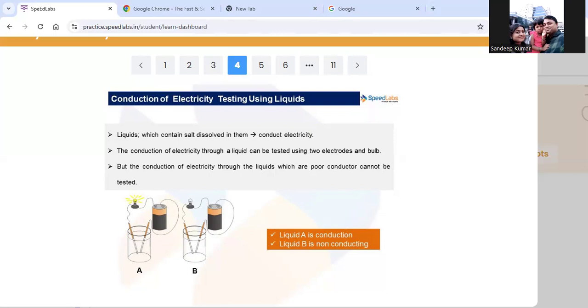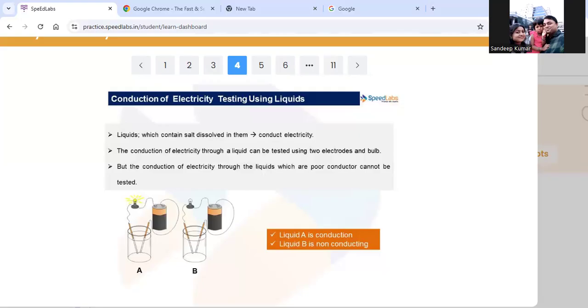You can take a non-conducting solution like alcohol. Alcohol is also not conducting. In A you can take water plus NaCl. Once you take salt solution in beaker A, the bulb will glow. In B, if you take alcohol solution, it will not glow. Is it clear? So we can say that A is conducting, B is not conducting. You can see clearly, here the bulb is not glowing, here the bulb is glowing.